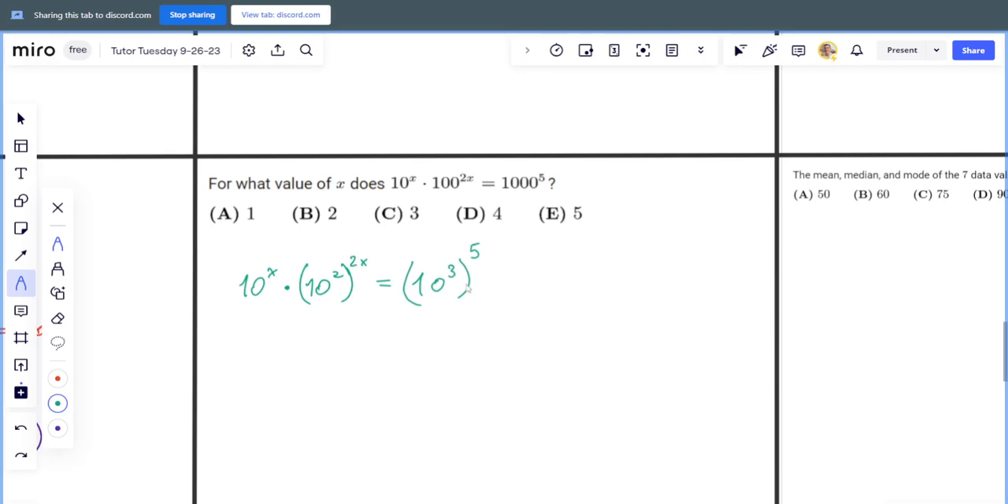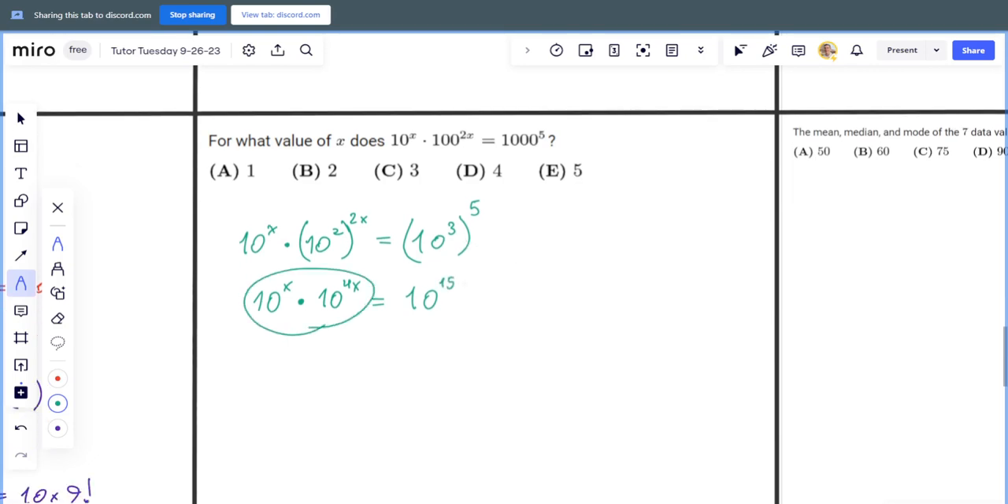Now, this can be simplified. We get 10 to the power x times 10. And then when we have exponents being exponentiated, we multiply those exponents. So 10 to the power of 2 to the power of 2x becomes 10 to the power of 4x. 10 to the power of 3 to the power of 5 becomes 10 to the 15th power. And of course, when we're multiplying two bases, same bases, then we add the exponents. So then this becomes 10 to the power of x plus 4x, or 5x.